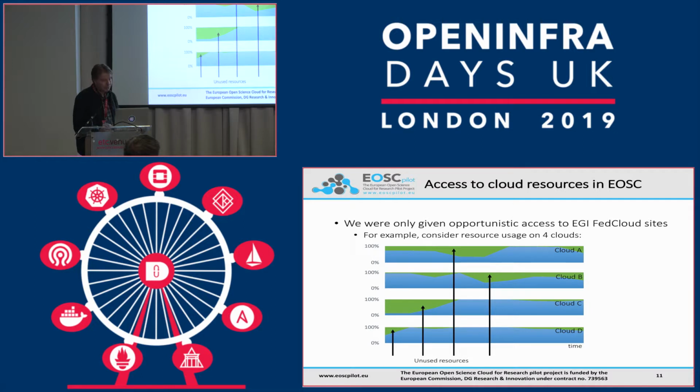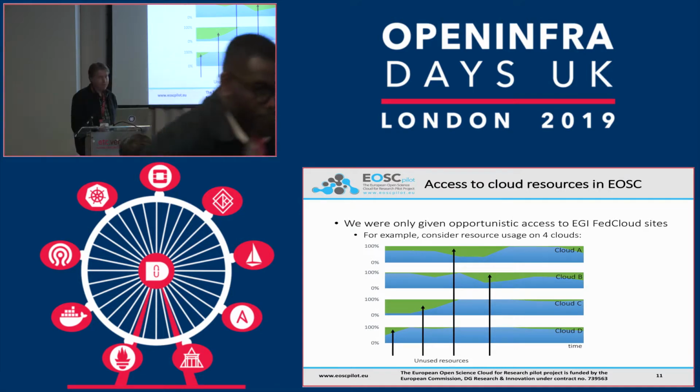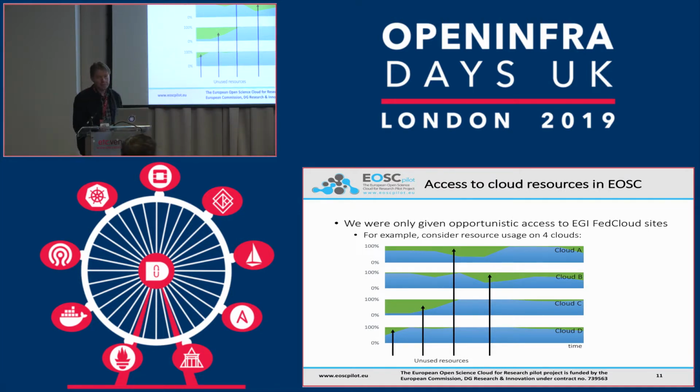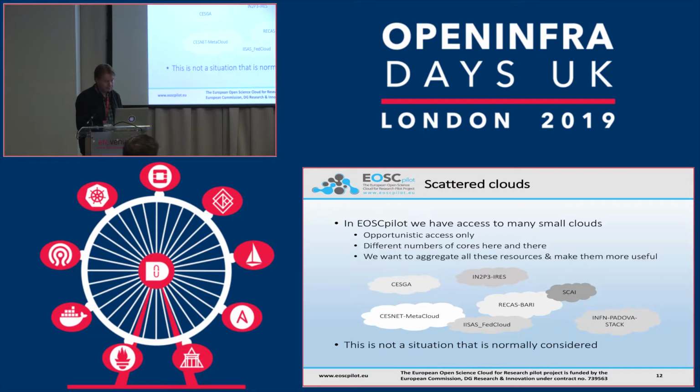So, for example, if you just consider resource usage at 4 different clouds, these plots are just meant to illustrate the resource usage as a function of time. The blue is what's being used by the main users of the clouds, and the green is what's left over. All we have access to is just the leftovers, basically. Sometimes there'll be no resources available on a particular cloud, other times there'll be lots of resources available. And we just have to find some way of actually making use of those.